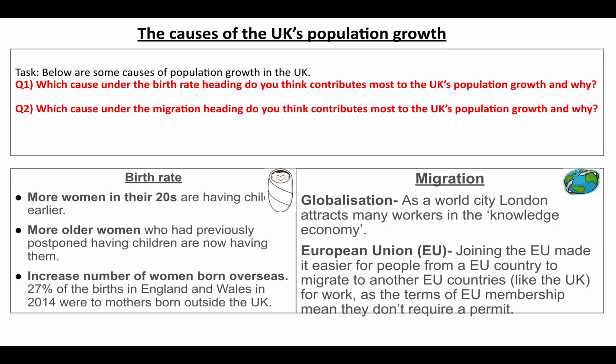I would like you to decide which of the causes under the birth rate you think contributes most to the UK's population growth and justify that, explain to me why. And of course, which under the migration heading you think contributes most to the UK's population growth and why. Pause the video to give yourself some time to do the task. Off you go.